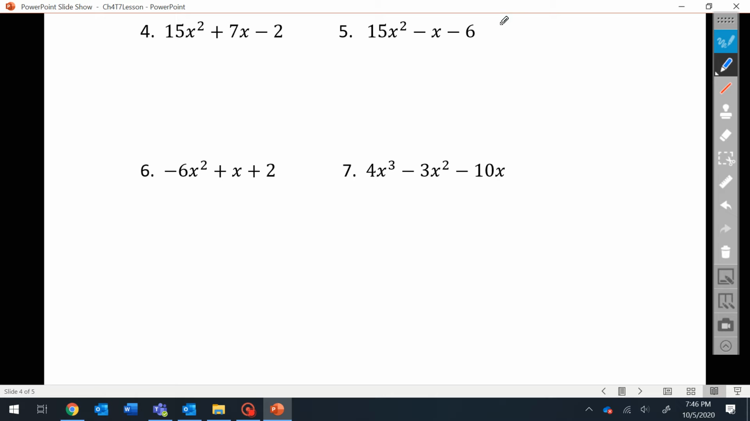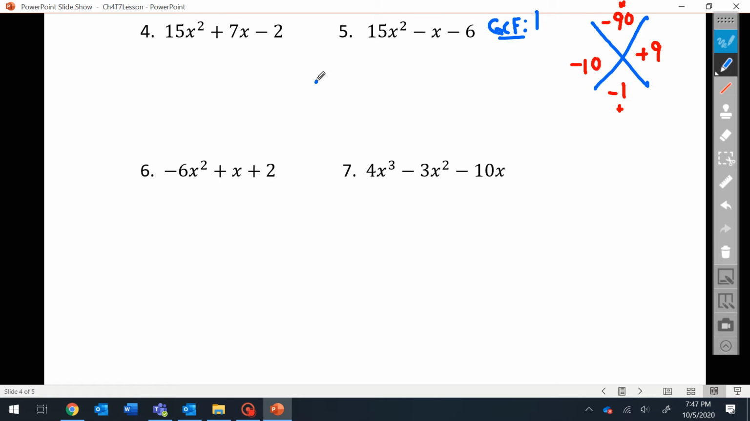Number 5, GCF is 1, so we don't need to factor that out. So we will set up the cross. So up top, we got 15 times negative 6, so that's negative 90. And the bottom, negative 1. So the two numbers that multiply to the top number and add to the bottom number, negative 10 and positive 9. Multiply to negative 90, they add to negative 1.